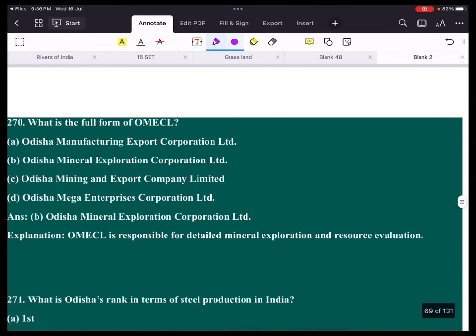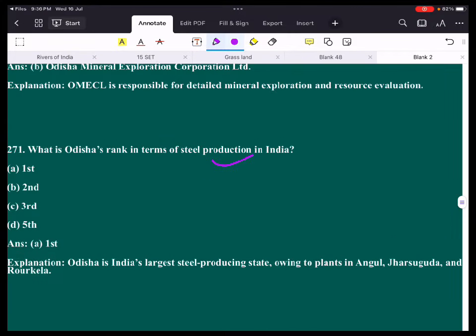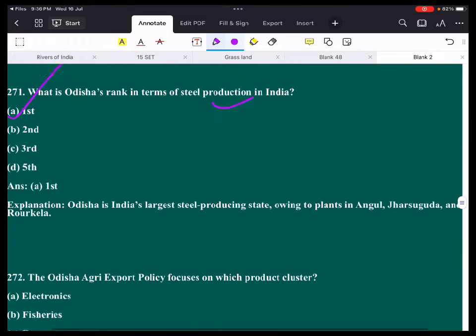What is the full form of OMECL? That is Odisha Mineral Exploration Corporation Limited, option B. What is Odisha's rank in terms of steel production? That is rank 1, first.